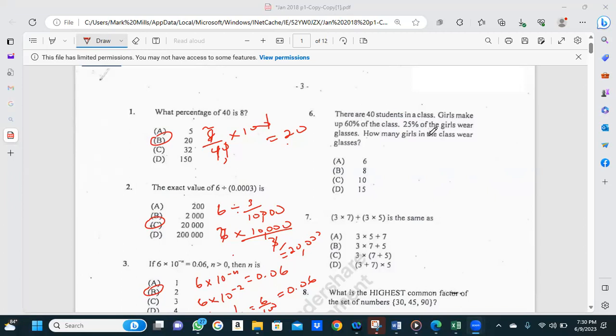Find 60%. You find 60%, 60 over 100 times 40. We get 24. Then we find 25% of the 24. This one times 1 over 4, 4 goes into 24 six times. So they give me 6. So that means the answer is A.